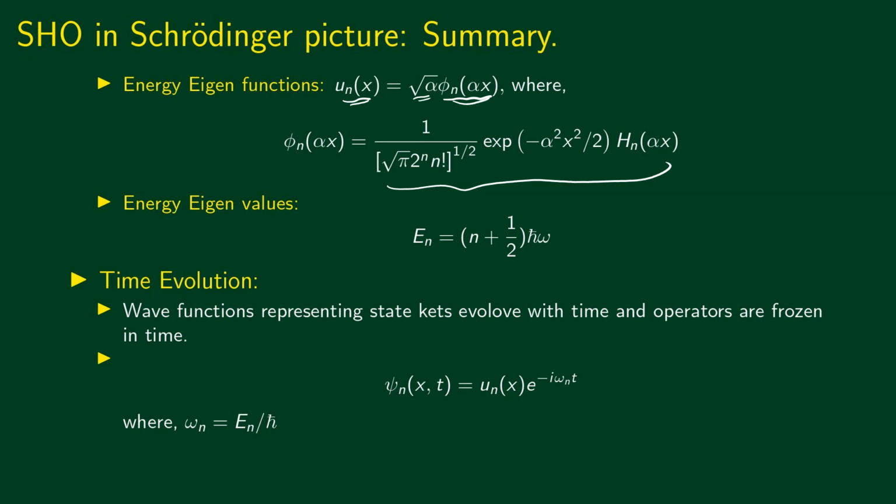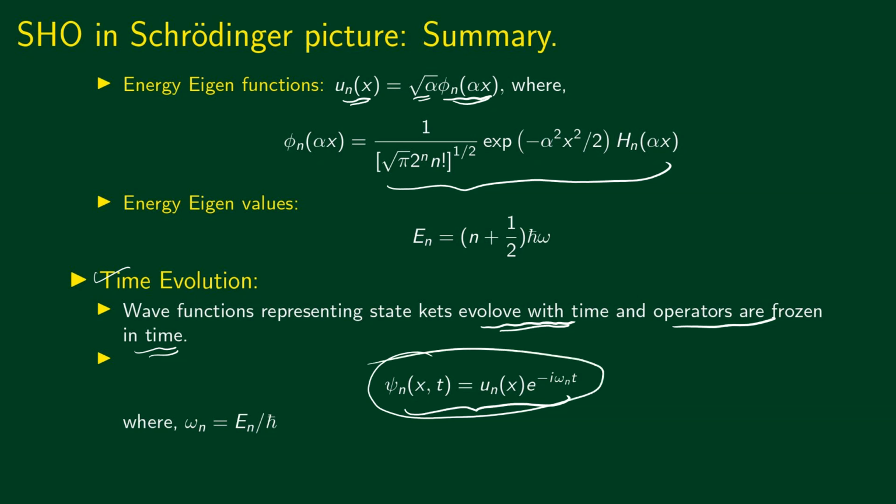And in the end, we talked about the time evolution. So wave functions representing states evolve with time because we are working in the Schrodinger picture, and operators are frozen in time. The wave functions evolve according to this equation. Actually, the energy eigenfunctions evolve according to this equation, and the general wave function can be written as a linear superposition of all the energy eigenfunctions.